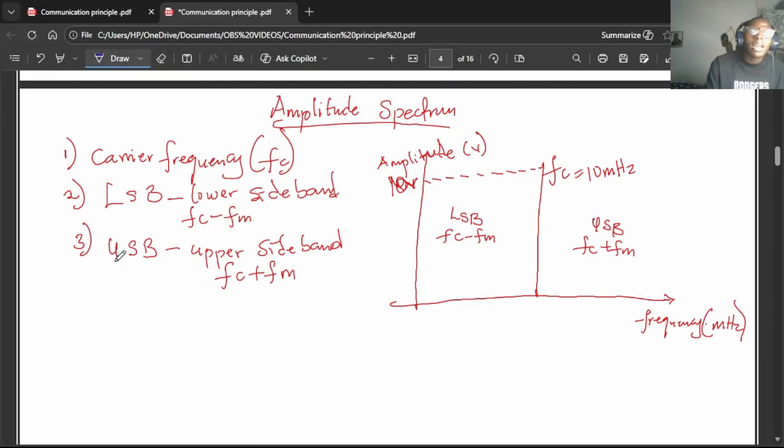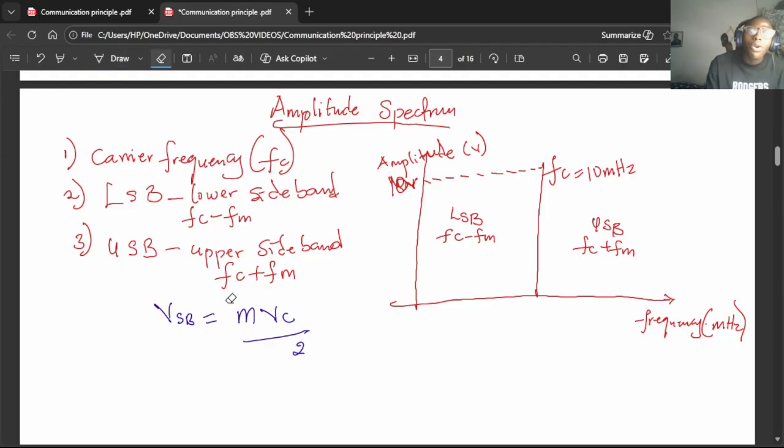Now, in our last physical class, I told you that to calculate the amplitude of your sideband, we use an equation called VSB, the voltage of your sideband. We said your voltage of your sideband is simply the modulation index multiplied by VC, which is the carrier voltage, divided by 2. Am I communicating? So this is the equation you use to calculate the voltage or the amplitude for both sidebands.